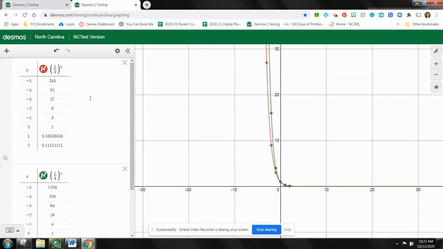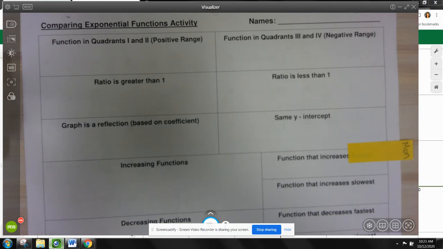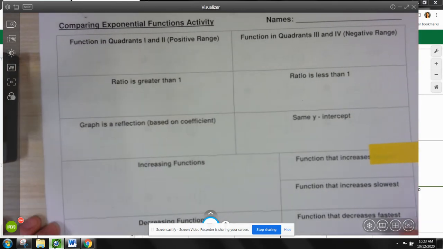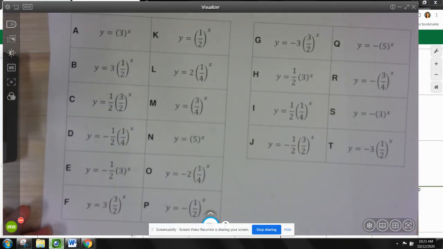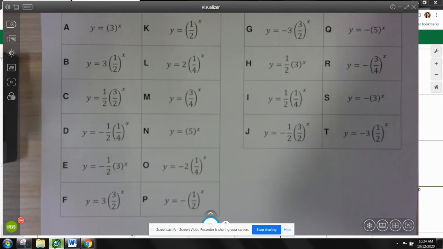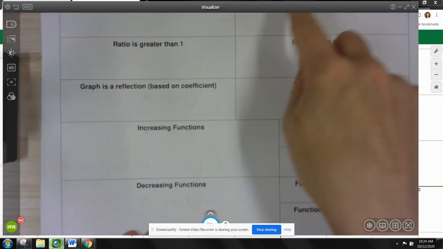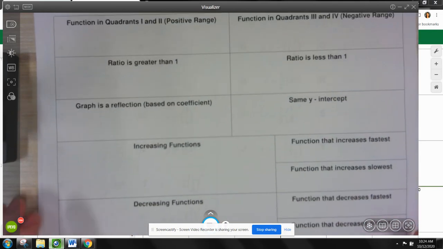So when you're working on your comparing functions activity, I'm going to come back to my document camera here. On my comparing functions activity, I have all of these different cards that I can look at, and you're more than welcome to use Desmos to help you figuring out what quadrant it would live in, if the ratio is greater than 1, if the graph is reflected, which is based on the coefficient. But ultimately, what you're going to do is take those letters and you're going to fill in where they would be on this activity sheet.